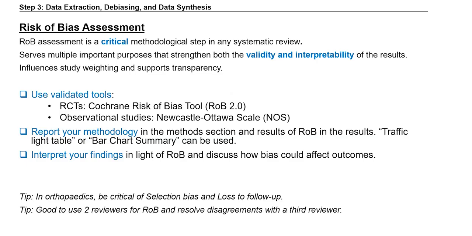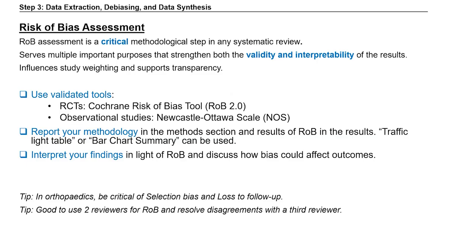Not every paper has that, but this is a very valuable assessment that you can do when you're running a systematic review. And it will help you a lot when you're interpreting your findings. When you're interpreting your findings in light of risk of bias and discuss how these biases could affect your outcomes, the readers would trust your outcomes much more than someone who has not really assessed the included papers for any types of biases.